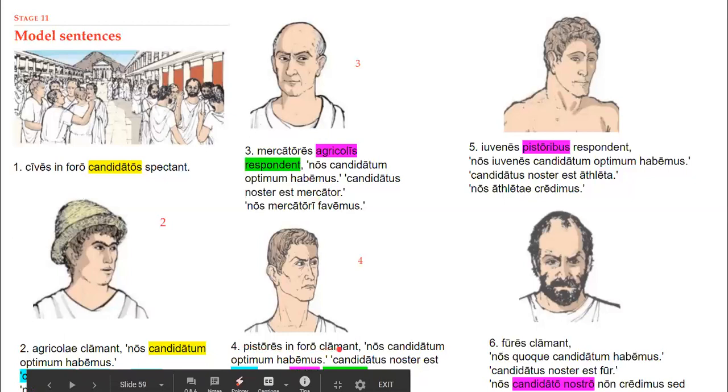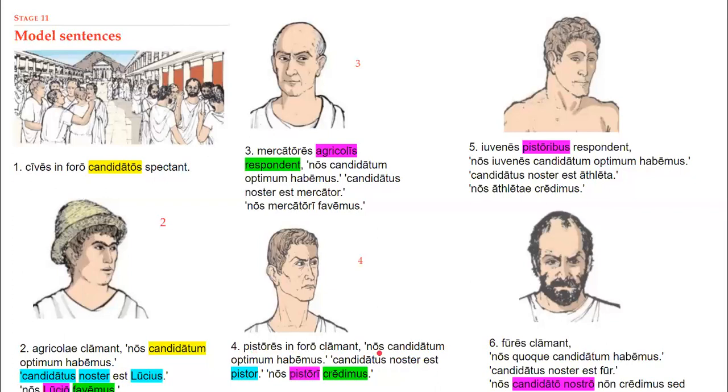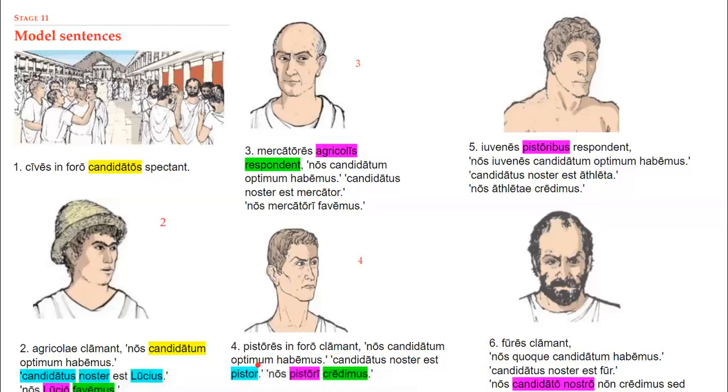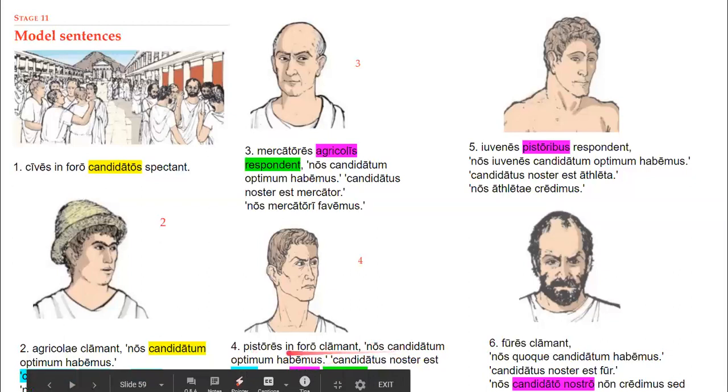Pistores in foro clamant nos candidatum optimum habemus. So the nominative subject, prepositional phrase, locatival ablative plus in, clamant, present tense verb. The bakers in the forum shout, or the bakers shout in the forum. Nominative subject, plural, personal pronoun. Accusative direct object, accusative superlative adjective. Habemus, main verb. So we have the best candidate.